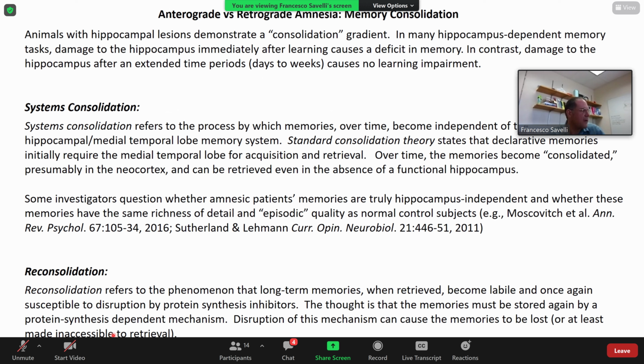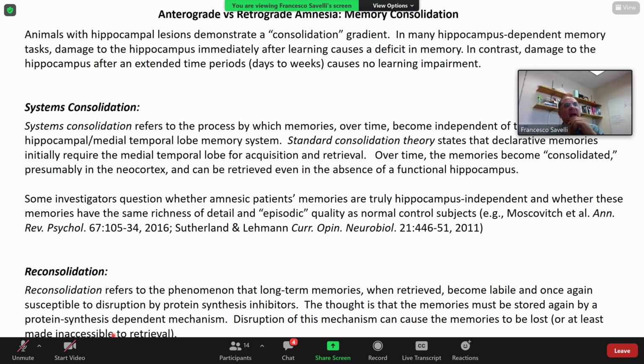Then, there are controversies. Reconsolidation is this phenomenon that whenever you retrieve, you recollect a memory, in a way the memory formation process is activated again. So the memory becomes vulnerable to being changed. When you recollect something, you might be able to change it, and then it goes back and it gets reconsolidated in an altered way.